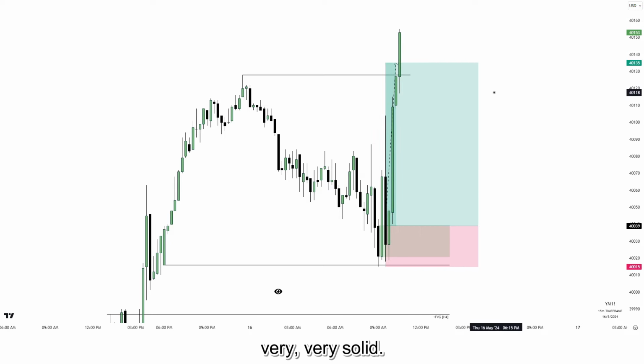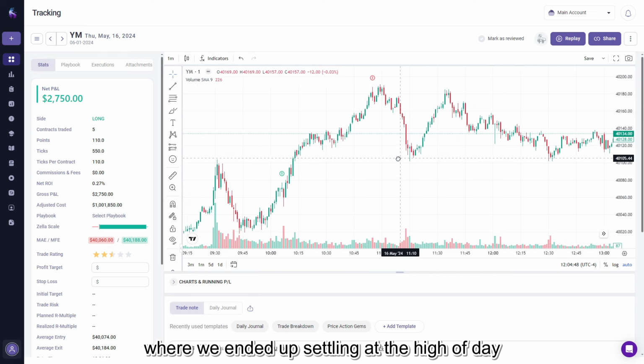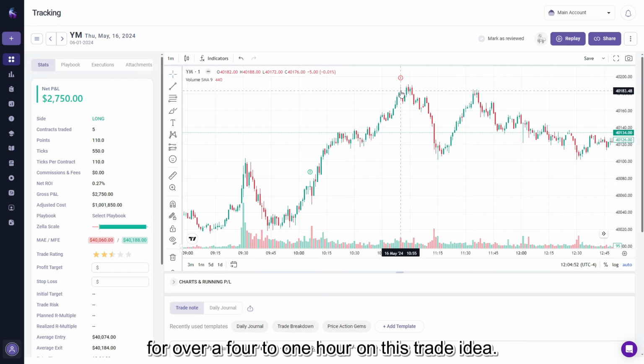Very, very solid. This is also the exact trade that I took live with my private mentorship students that netted me a little over $2,700, where we ended up selling at the high of day for over a 4-to-1 R on this trade idea. Let's get into our next example.